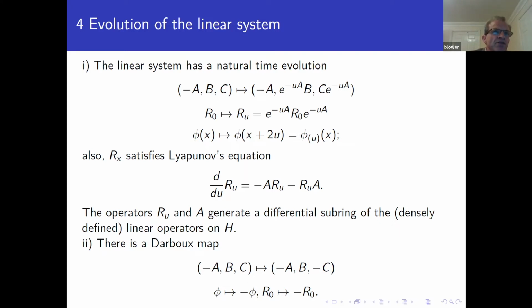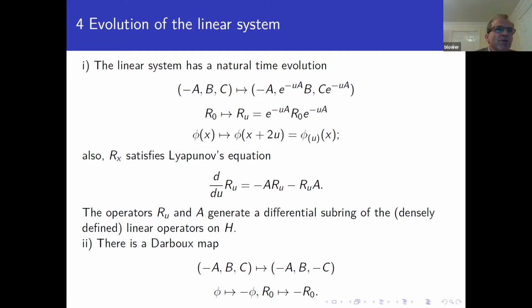And evidently, the effect of this on the R operator is to go from R0 to R subscript U, which is what you get by multiplying on both sides by e to the minus UA. So this is kind of symmetrical, and we also have an effect on the scattering function in which we basically replace x by x plus 2u. Now you get 2u because you've got a u on the left and a u on the right, basically, and this basically shifts the scattering function.